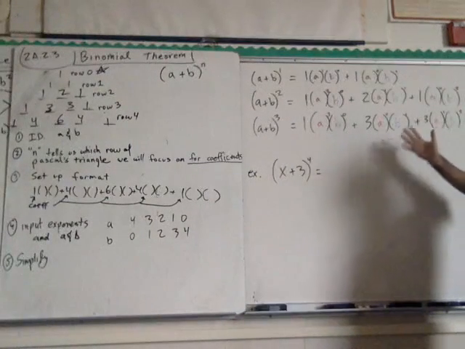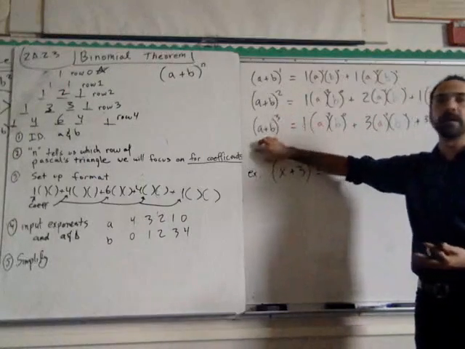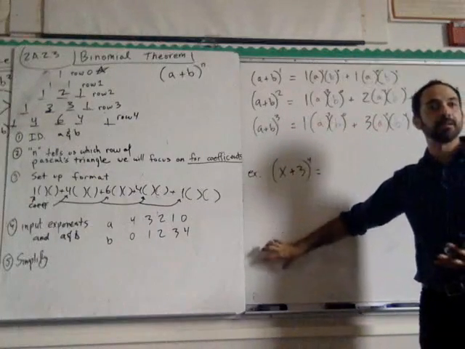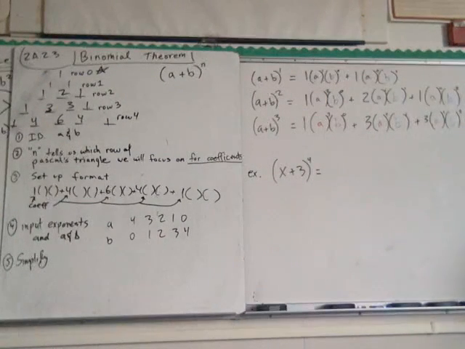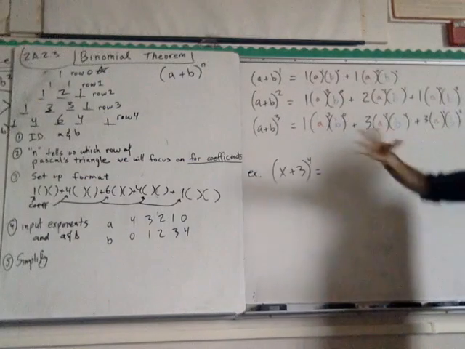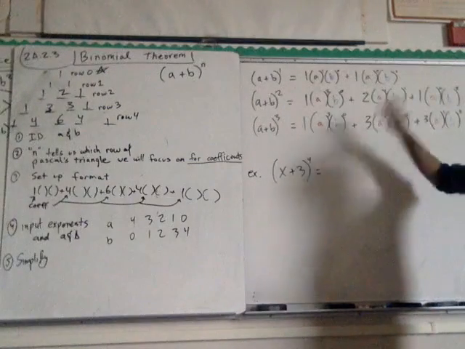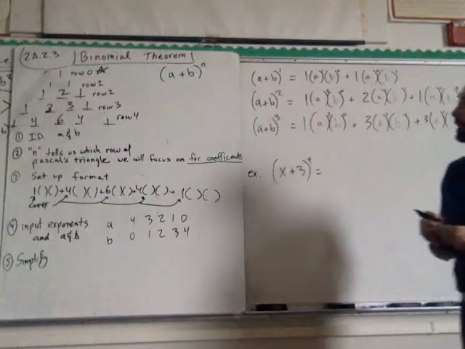Setting it up is hard, but if you wanted to, you could work all these out. You can have A and B to the third. You can do A and B to the fourth, fifth, sixth, seventh. Have all these written out in your notes that you can keep. And then you'll be able to double check yourself pretty easily. But the key first step, set it all up. Second step, put in your A and B. Third step, simplify.